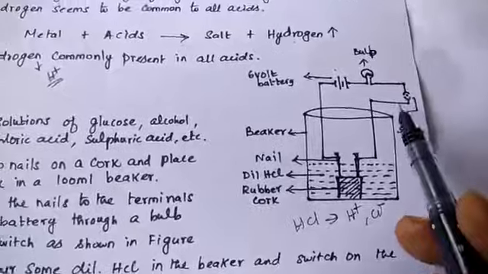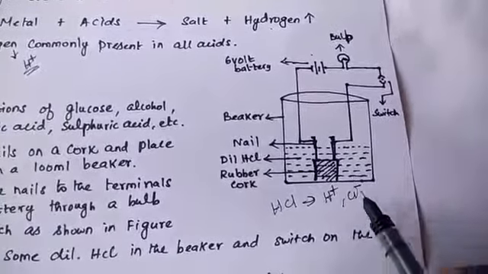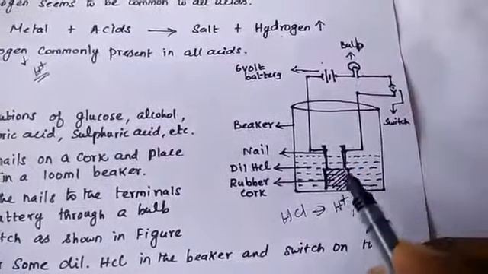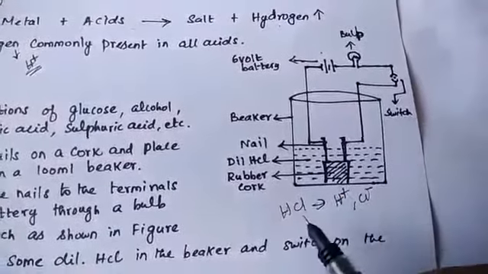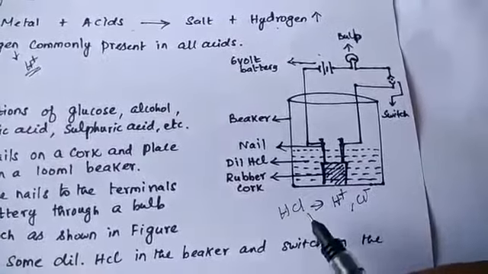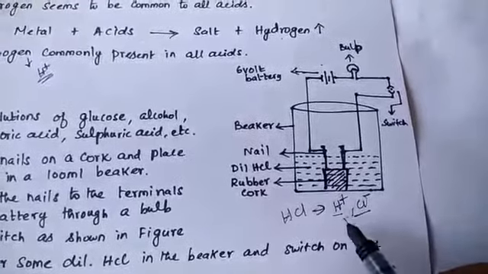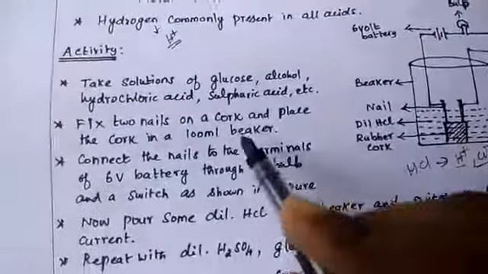Now the switch is on. Hydrochloric acid produces H plus ions and chloride ions. When the switch is on, the bulb is glowing, indicating current is conducting through the solution. What is the reason? Hydrochloric acid produces H plus ions and Cl minus ions. These ions are responsible for conducting current through the solution.